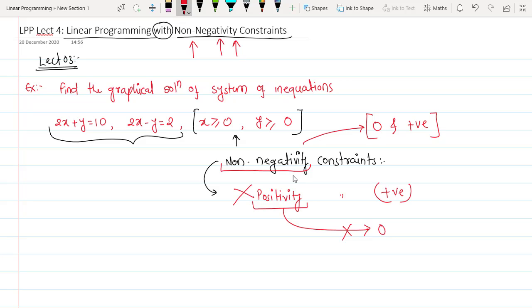Okay, good. So let's try to get the graphical solution. Graphical means we have to take the Cartesian coordinates and plot the lines, and check what is the common region in all these four. Until lecture 3 we had only 2, now we have 4 inequalities. Let's take the first equation: 2x plus y equals to 10, and the second one is 2x minus y equals to 2. Third one is x is greater than or equals to 0, and fourth is y is greater than or equals to 0.